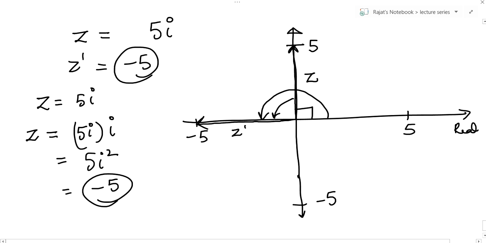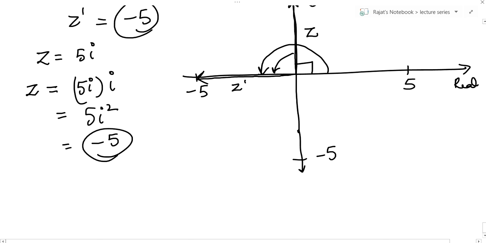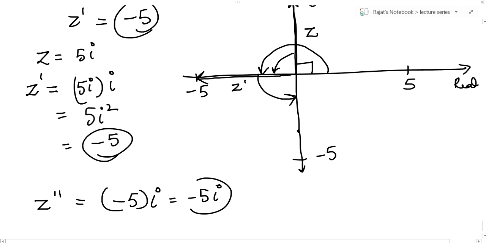Very simple. Suppose further you want to rotate by 90 degrees, this is z dash, so z double dash will be equal to minus 5 into iota, so minus 5i. Yes, this is what we are getting. And further, then again with i, so you'll get 5. So this illustration I think helps you to understand what to do and how to rotate a complex number in the Argand plane.